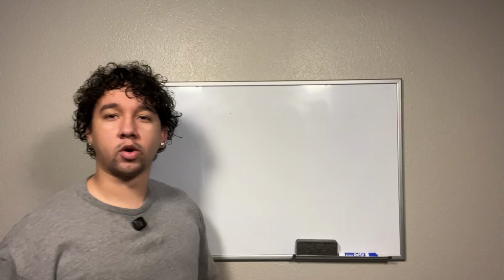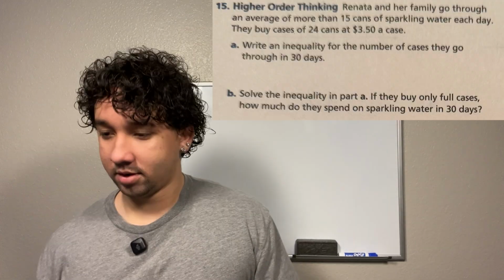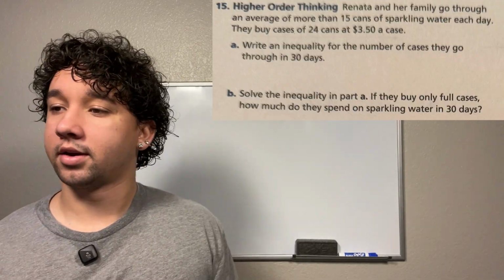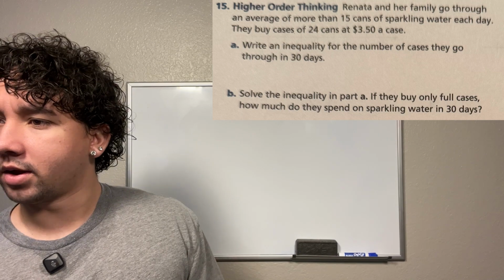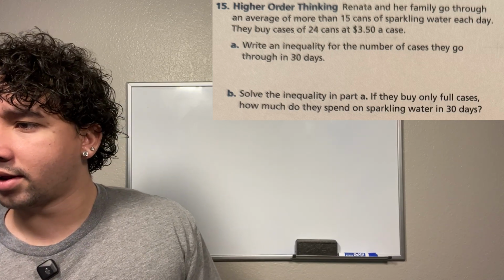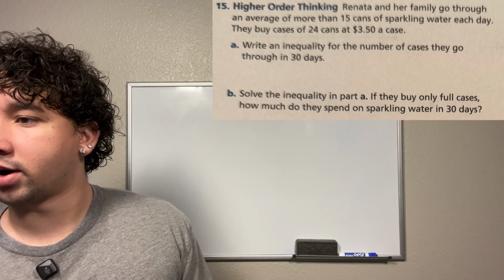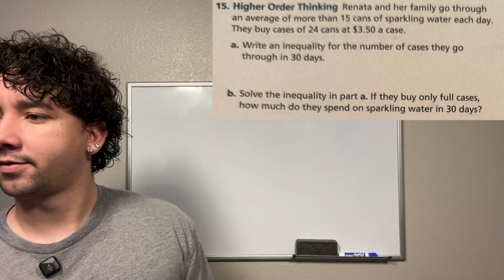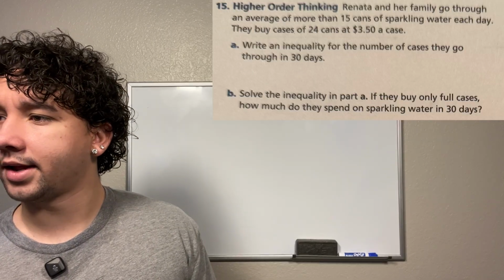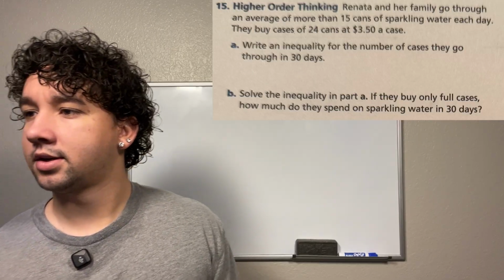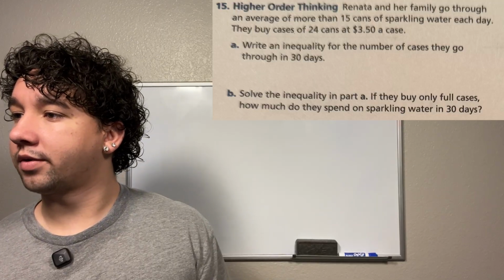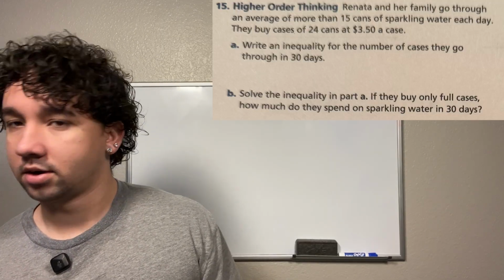All right, people, 3 more questions. So next one here, we got higher order thinking. Renata and her family go through an average of more than 15 cans of sparkling water each day. They buy cases of 24 cans at $3.50 a case. Write an inequality for the number of cases they go through in 30 days.